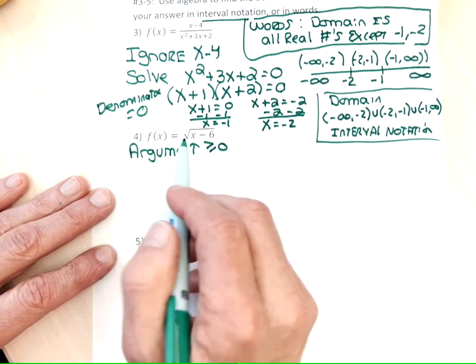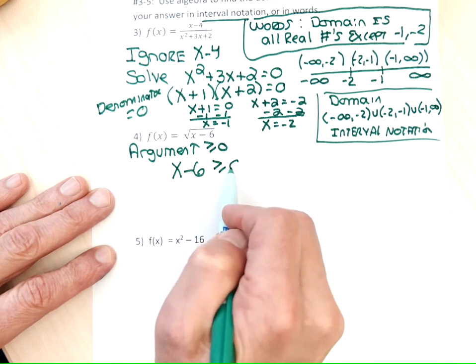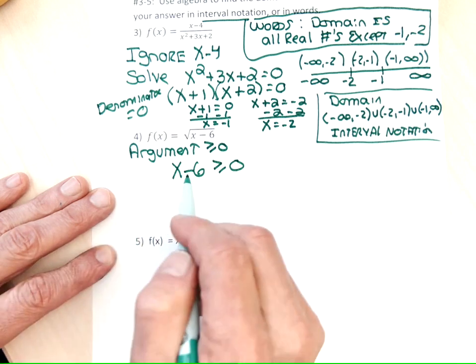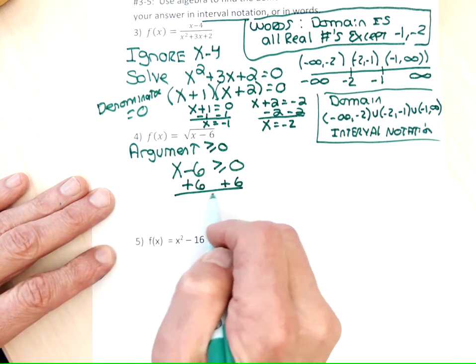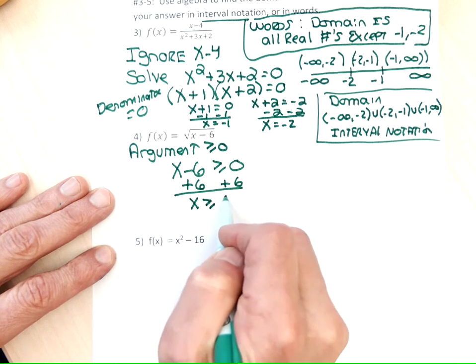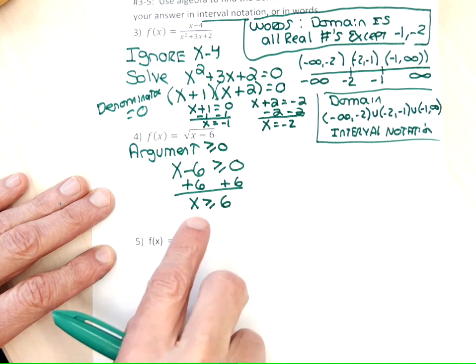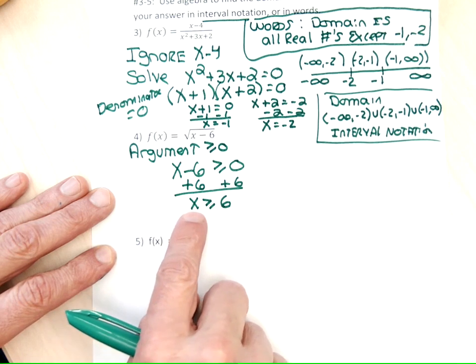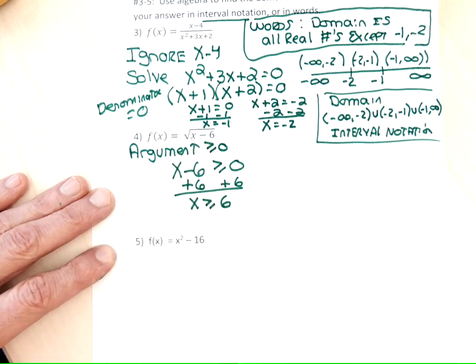So the algebra for number 4 to find the domain of a square root is just to take the argument and set it greater than or equal to 0, isolate the x. In this case, I'm going to isolate the x by adding 6 to each side. Then I can write this statement in words, or I can write it in interval notation. If I read this, it says x is greater than or equal to 6. The algebra for finding the domain of the square root actually gives you the domain.